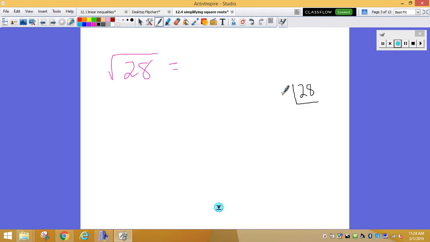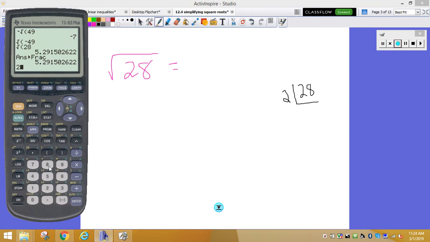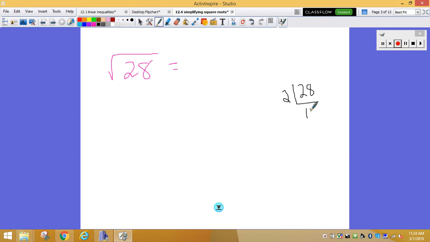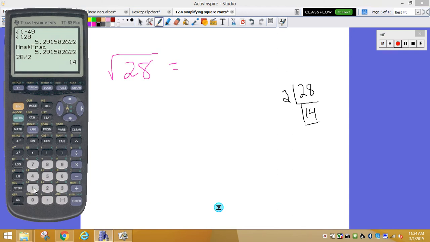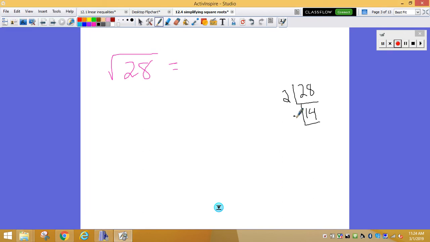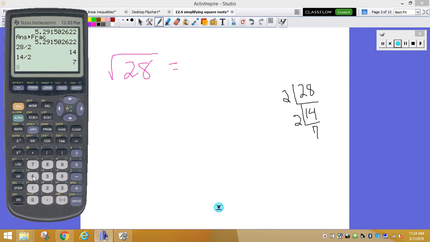And I always like to start by dividing by 2. Okay, so I'm going to do 28 divided by 2. And you get 14. We put our answer down on the bottom. We're going to keep trying to divide by 2. So let's see if we can divide by 2 again. 14 divided by 2 is 7. So when I divided by 2, I got 7. Hopefully you realize 2 will not go into 7, but in case you don't, let's keep trying to divide by 2. It does not work.